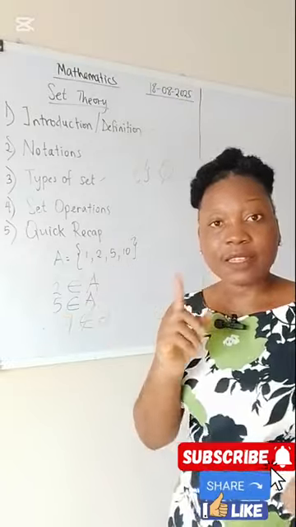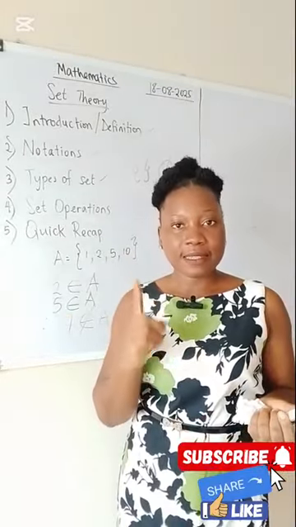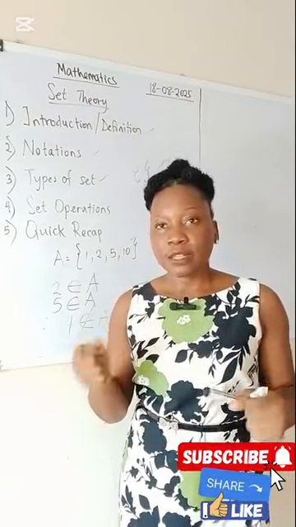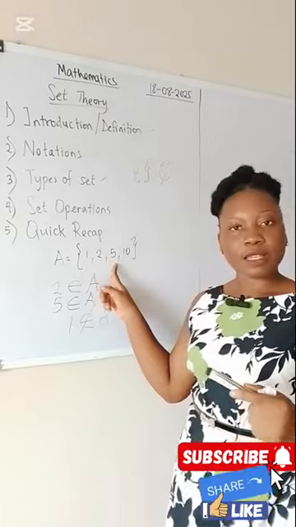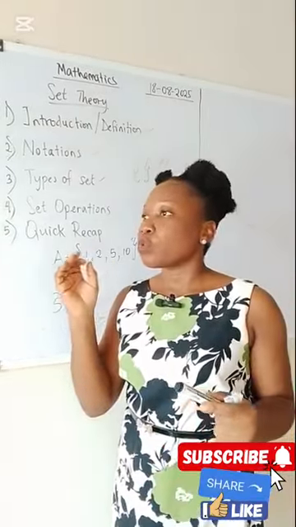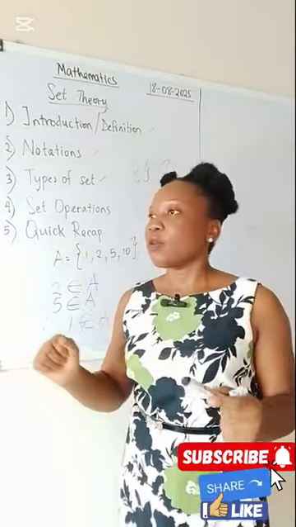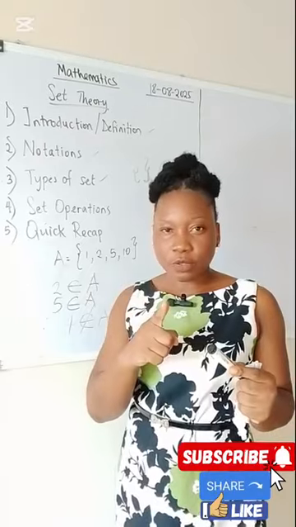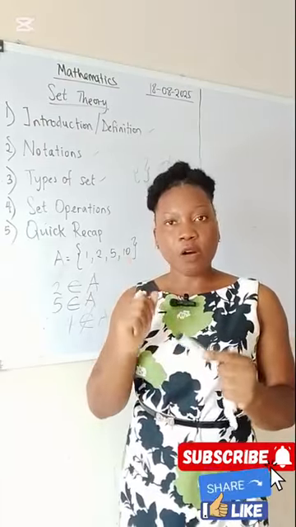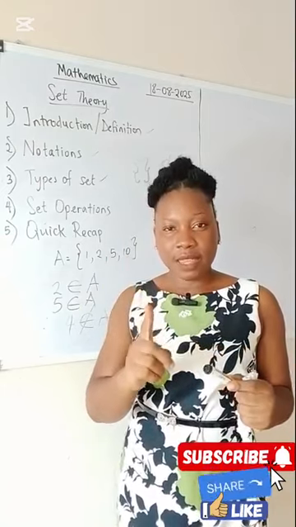Okay, another type of set is a finite set. A finite set is a set that is countable. For example, the set of all factors of 10 is countable, so it is finite. The set of all factors of 100 is countable. The set of all positive factors of 30, not including negative factors, are all countable numbers. So they are called finite sets.